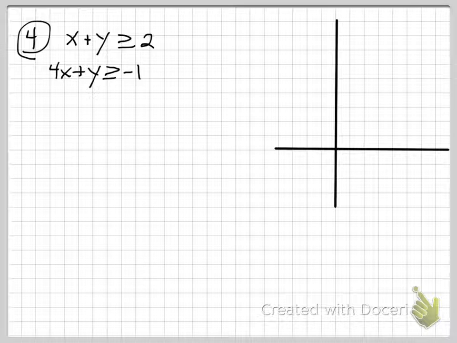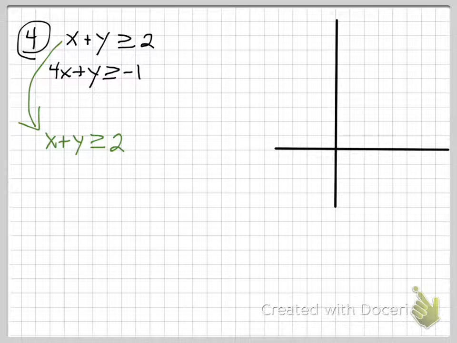Number 4. Number 4, we get the same problem. Our y's are not first. We need to get them alone. So I'm going to do the first equation. The x plus y greater than or equal to 2. You need to subtract that x and move it to the other side. So I'm going to have y greater than or equal to negative x plus 2. We'll go ahead and put that on our graph.